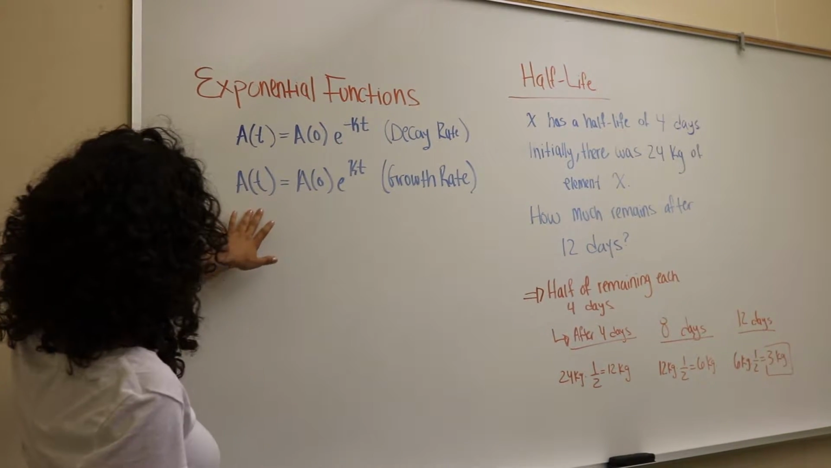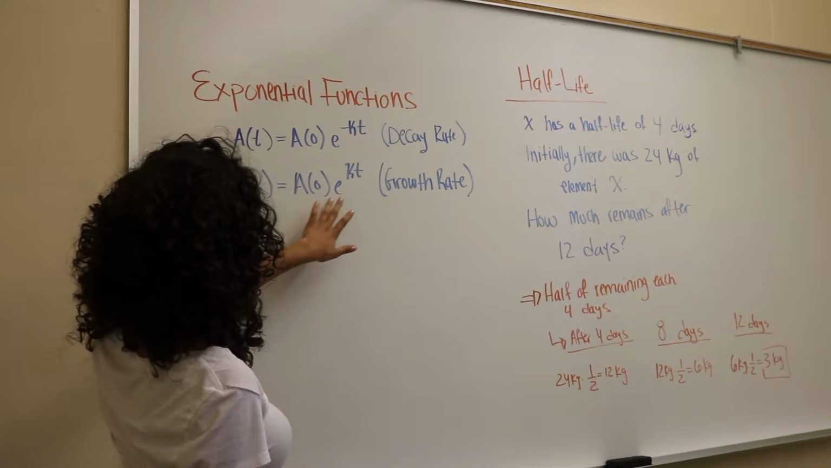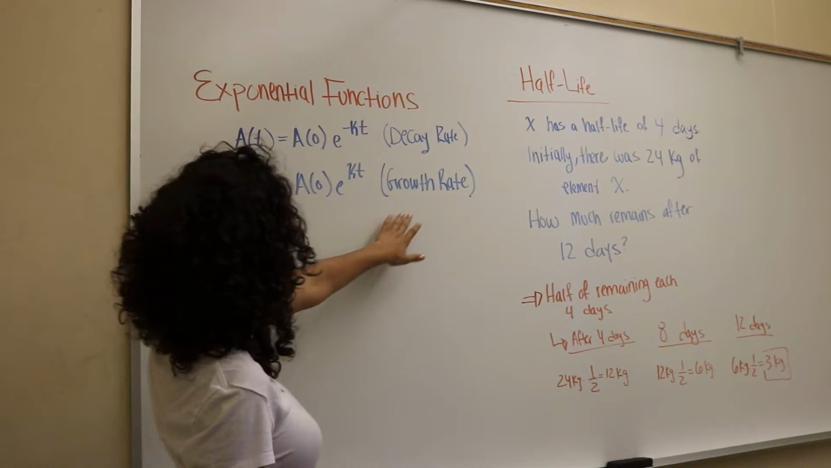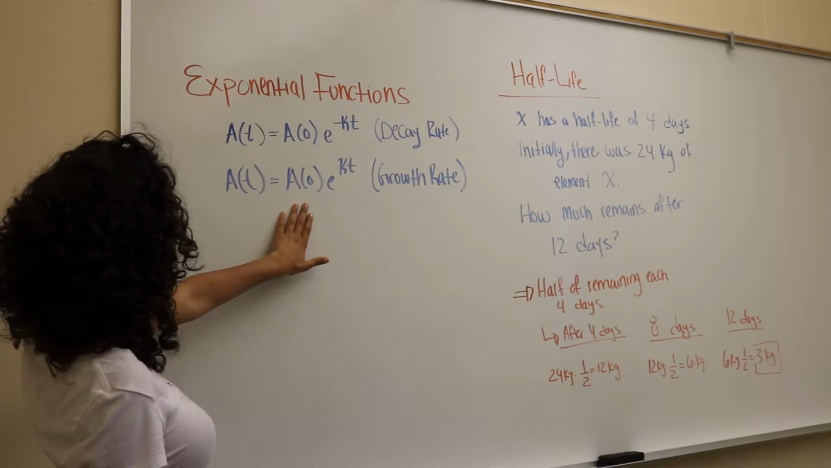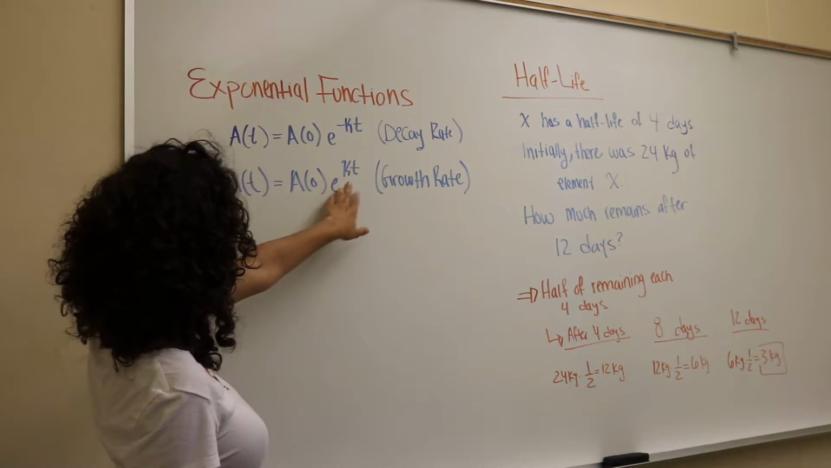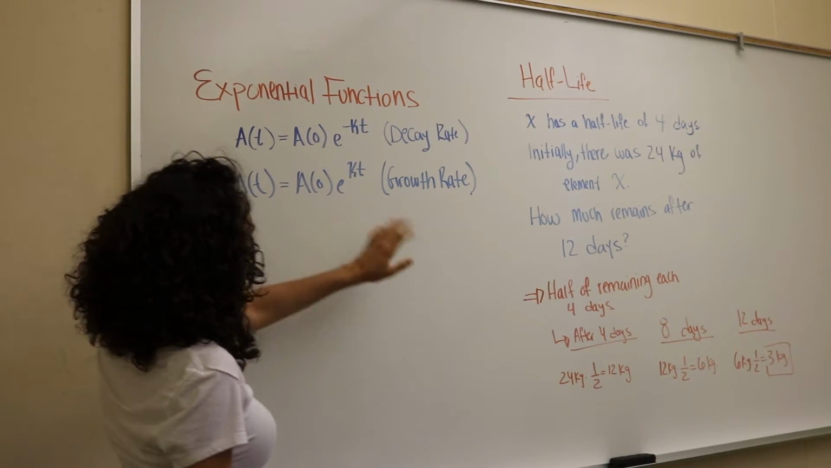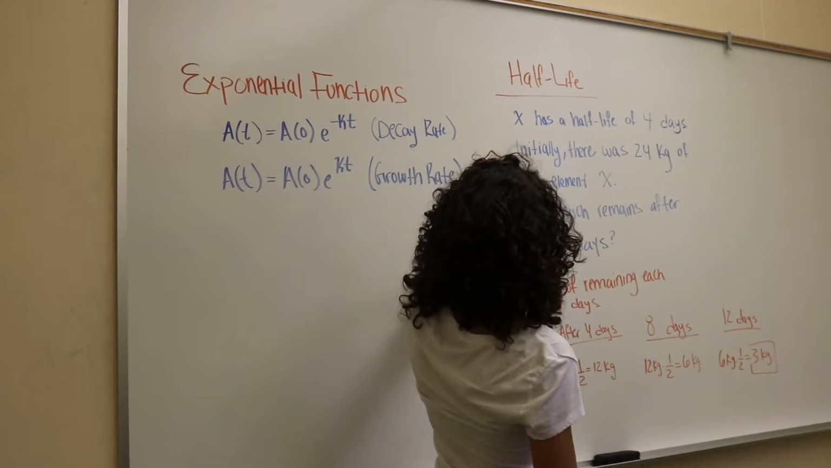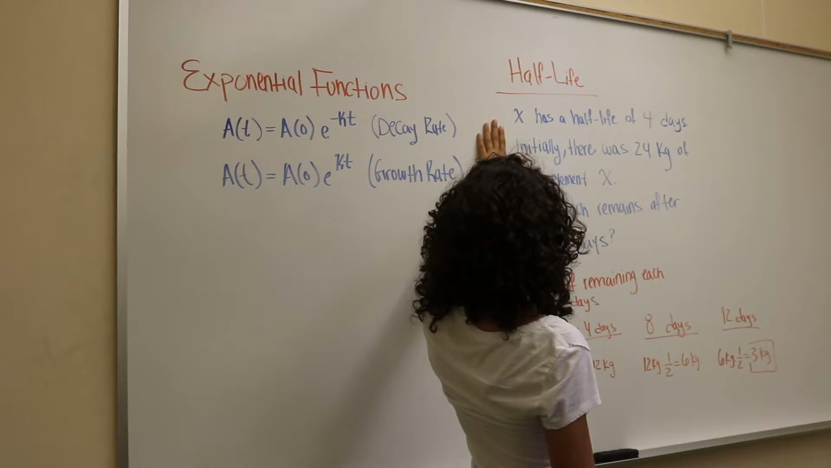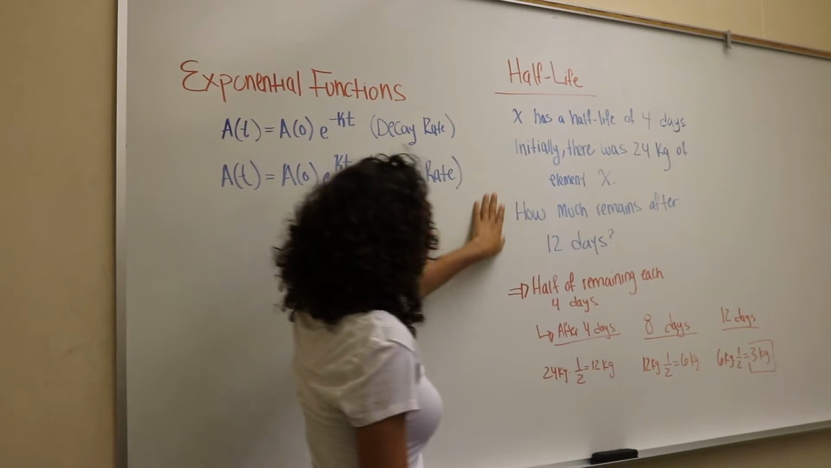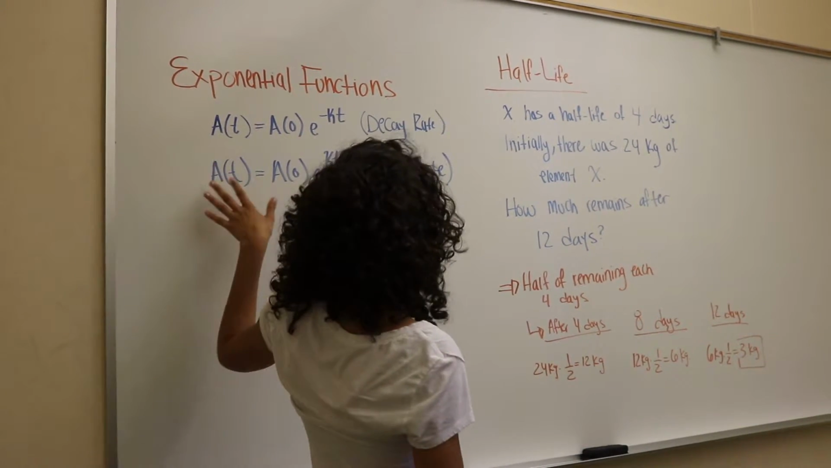And then there's a of t equals a of 0 e to the kt, and that's positive because it's the growth rate. And a of 0 demonstrates the original amount that you started with, t is time, and like I said, k is the positive constant. And then just a brief example of the decay rate could be the half-life. This is just an easier example, so you don't need to use the equation for it.